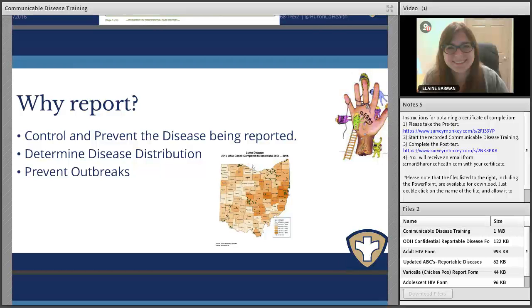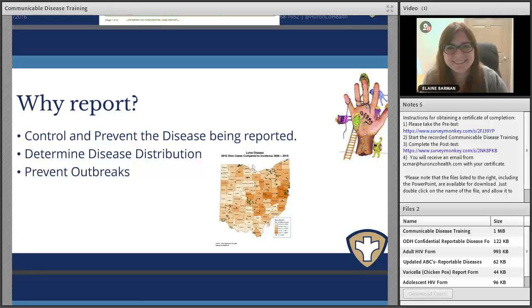We also want to determine disease distribution. So you can see in this graph below, it's pretty small, but it is Lyme disease for the state of Ohio. Because we track Lyme disease, we can actually look at the state and see which counties are more affected by specific diseases than other diseases. We can see the distribution of who, what's the addresses and who's actually having the illness. Are there clusters? We can look at that with having them reportable. If they're not reportable, we don't have that information. We cannot look at the distribution of the disease.